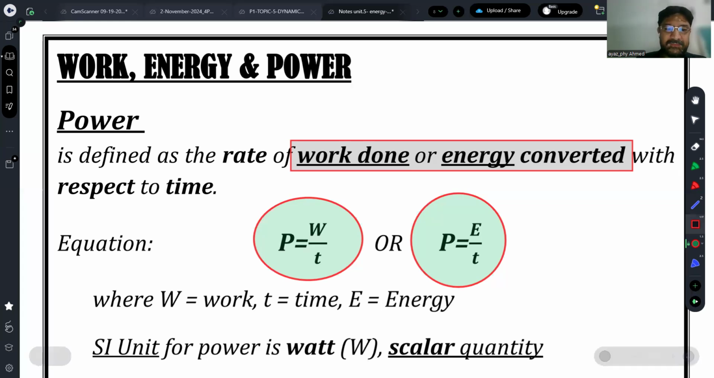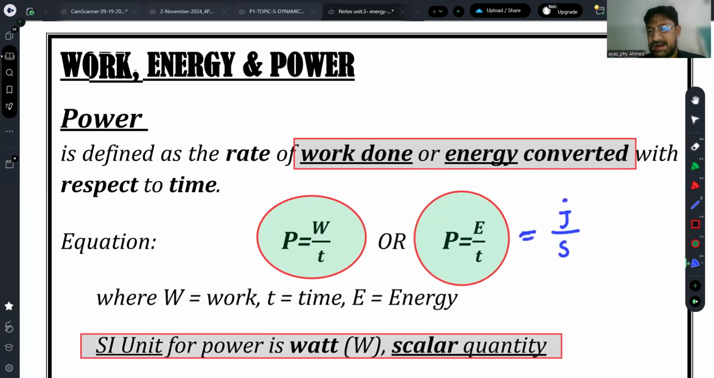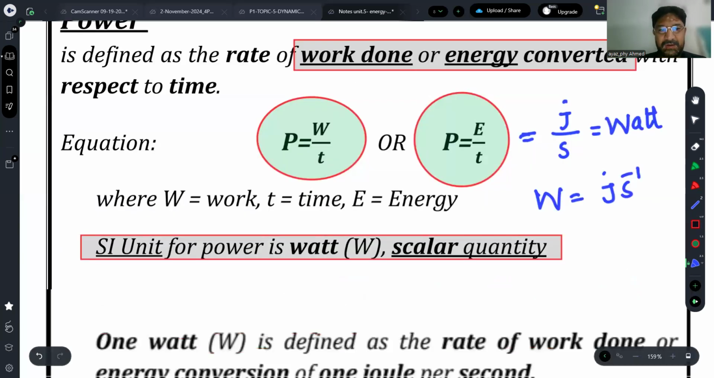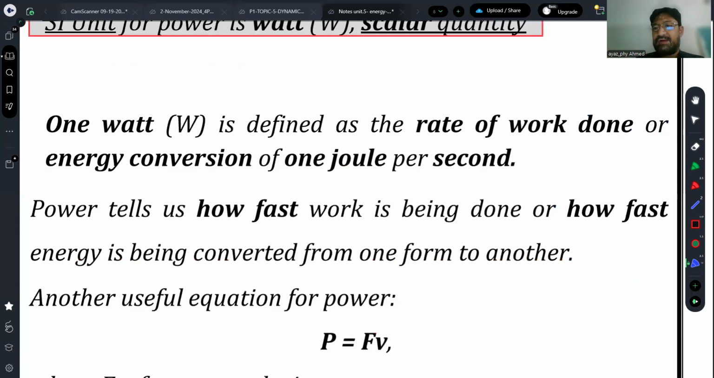What is the SI unit of power? Power's SI unit is watt, and it is a scalar quantity. But if I see the basic or defining formula, it is joules per second. It means that watt can be defined as joules per second. Sometimes it is asked to define the watt, so you can write joule per second. If the situation is 1 watt of power, then 1 watt is defined as the rate of work done or energy conversion of 1 joule per second.